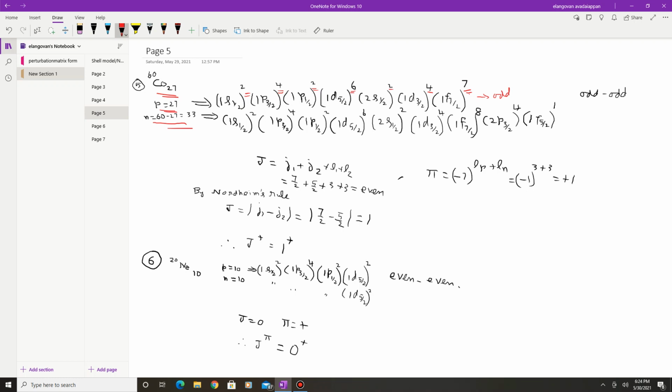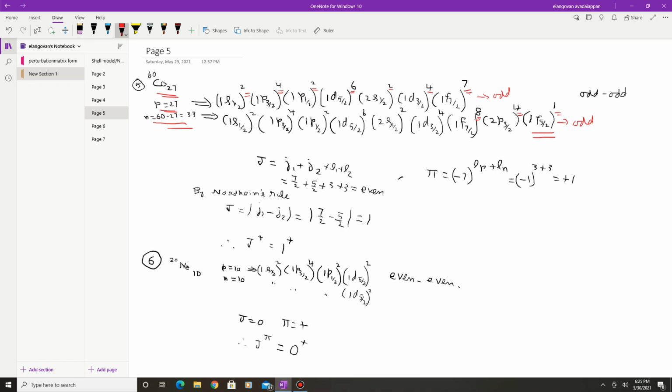For neutron, again, if you fill up the numbers, since there are 13, this is 8. The 2p half 4, 1f 5 by 2. So this is also odd. So the level is different here. So this is 1f 7 by 2.